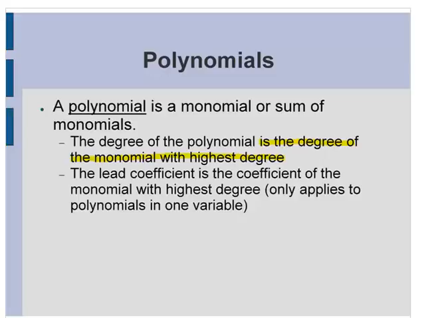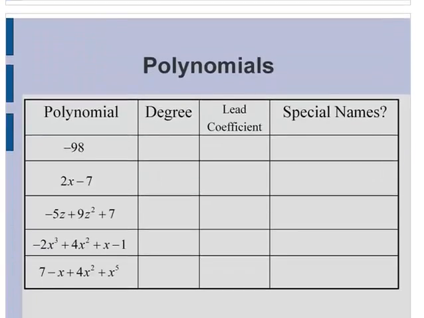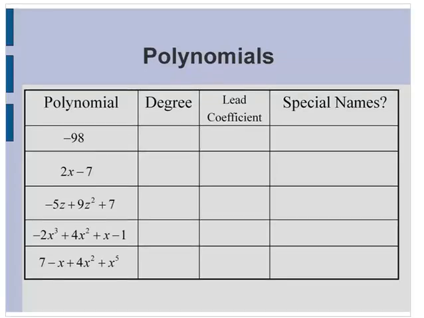So let's see some examples. All of these expressions on the left are polynomials. Let's determine their degree, their lead coefficient, and if they have any other special names. Alright, so negative 98. What is its degree? No variable present, so the degree is 0. Lead coefficient, well, there's only one coefficient, so it must be negative 98. And as we saw, this is called a monomial.